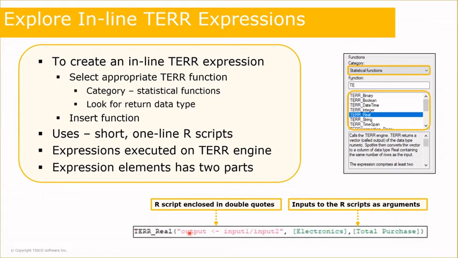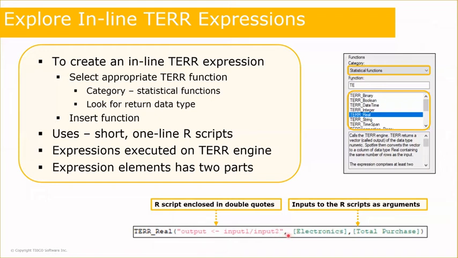So output identifies that this is going to be the output for this particular inline TERR expression, which is going to be in real form. Okay, and we have two inputs, input 1 divided by input 2. Now these are written as input 1, input 2, input 3, etc.